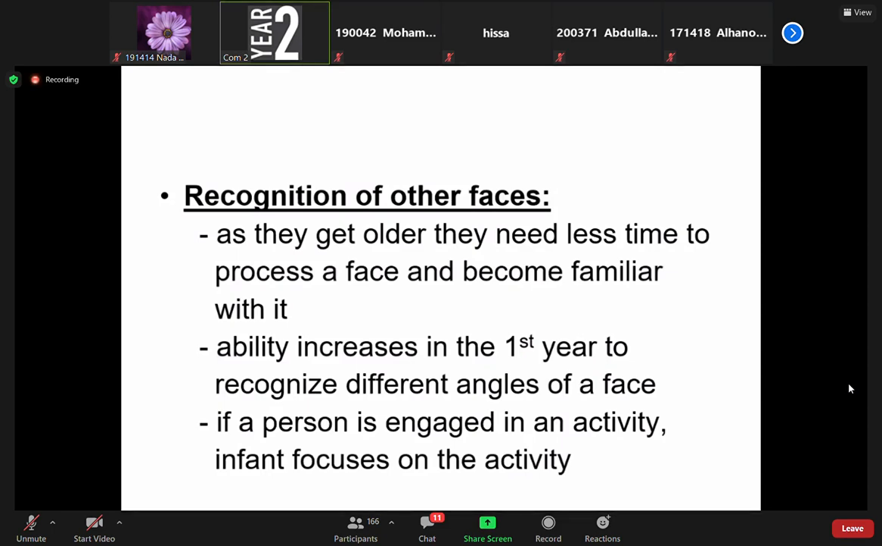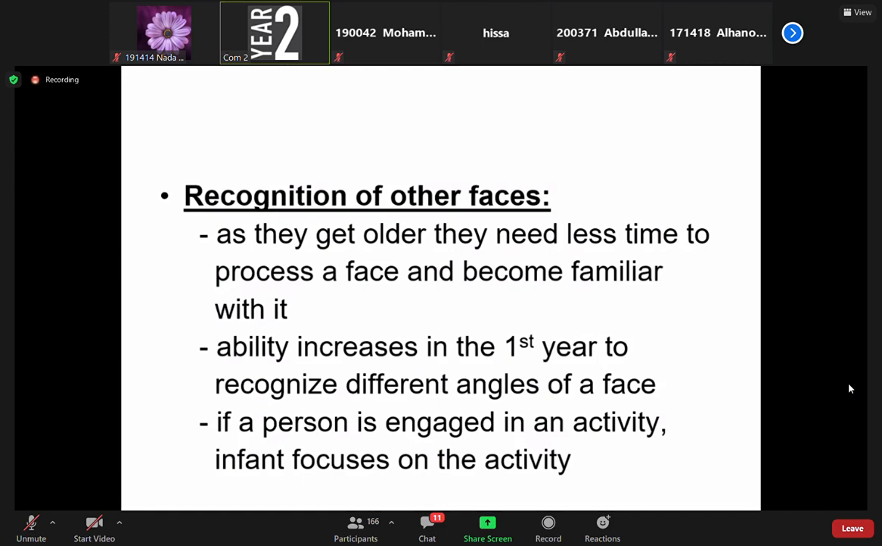So as they get older, obviously they need less time to process, because initially they're going to really look at detail and try to really process it. But when you are learning something new, it takes you a bit longer. Once you get it, it becomes quicker, because you've kind of picked up the learning pace. Their ability again increases by age 1 to recognize from different angles.